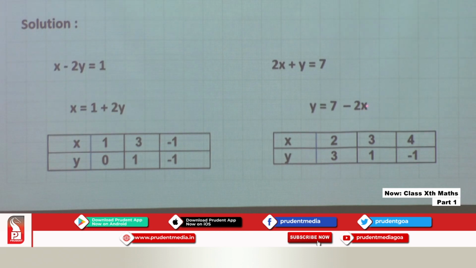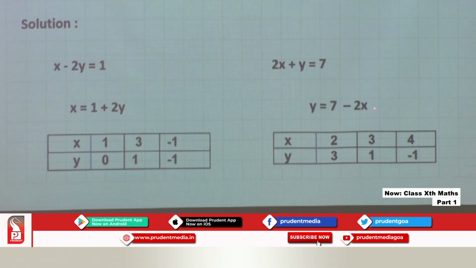Here I am taking now value of x, since x is on the right hand side. So I have taken x is equal to 2. So 2 2s are 4. So 7 minus 4 is 3. So I am getting y is equal to 3. I have taken here x is equal to 3. So 2 3s are 6 and 7 minus 6 is 1. So I am getting value of y is 1.